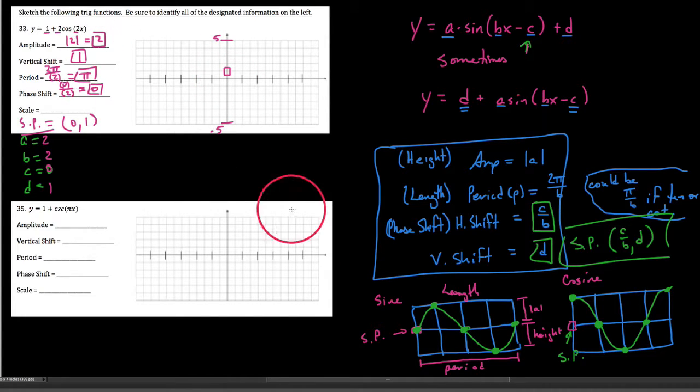Now the two things we need are the height and the length. So always start with your height. The height in this case would be the same as our amplitude here, 2. So I'm going to go 2 up, and 2 down from a height of 1. What that does is it places us at a height of 3 and a height of -1 when we look at where our frame goes up to and down to.